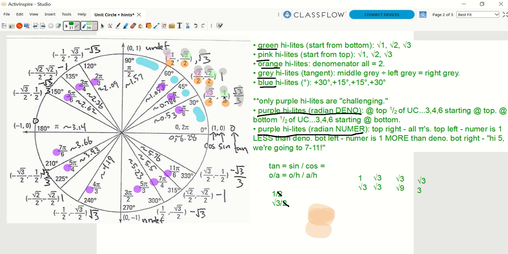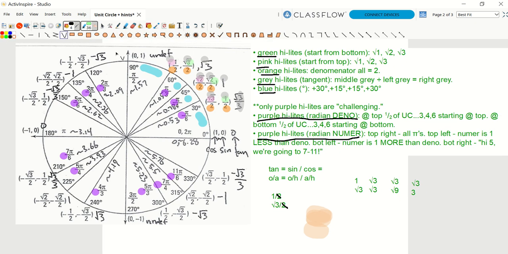And again, square root 1, square root 2, square root 3. Well, I don't need to repeat this. You can just rewind back to the video.